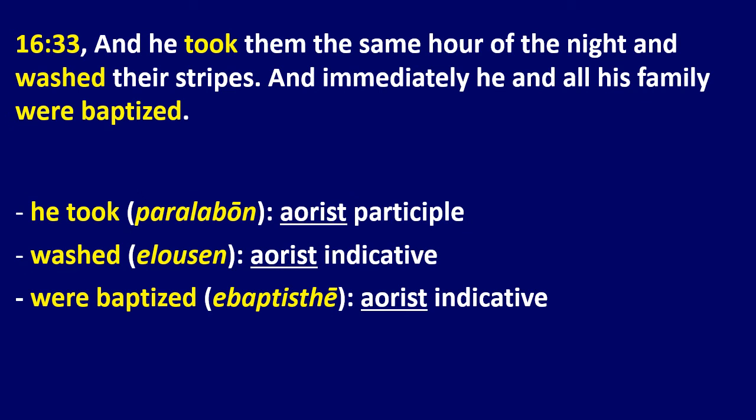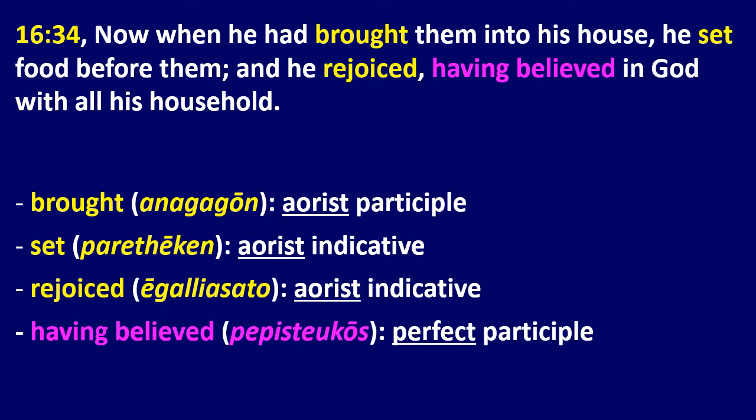Verse 33, and he took them the same hour of the night and washed their stripes, and immediately he and all his family were baptized. Again, just simple statements of fact, using the aorist tense to convey that. In verse 34, the concluding verse to this section here, now when he had brought them into his house, he set food before them, and he rejoiced, having believed in God with all his household. Brought, set, rejoiced, all aorist verbs, or a participle there, aorist tense form used anyway.